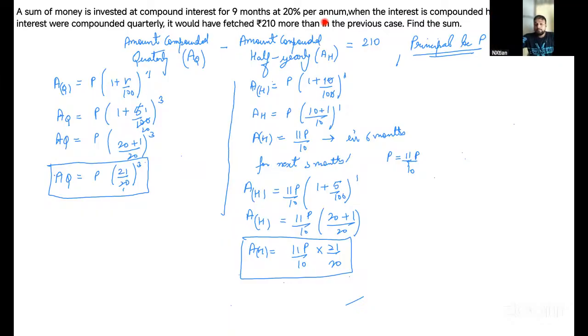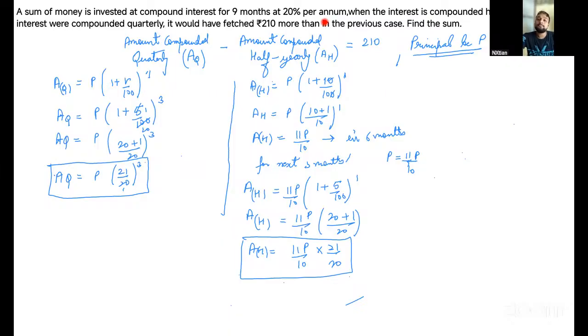No, that's what I'm saying. For example, you invested 1,000 rupees, and after 6 months it becomes 1,100 rupees. Now that 1,100 rupees will be calculated as the principal for the next 3 months. That's why I multiplied it. It won't be added up. The amount at the end of the 6 months will become the principal for the next 3 months.